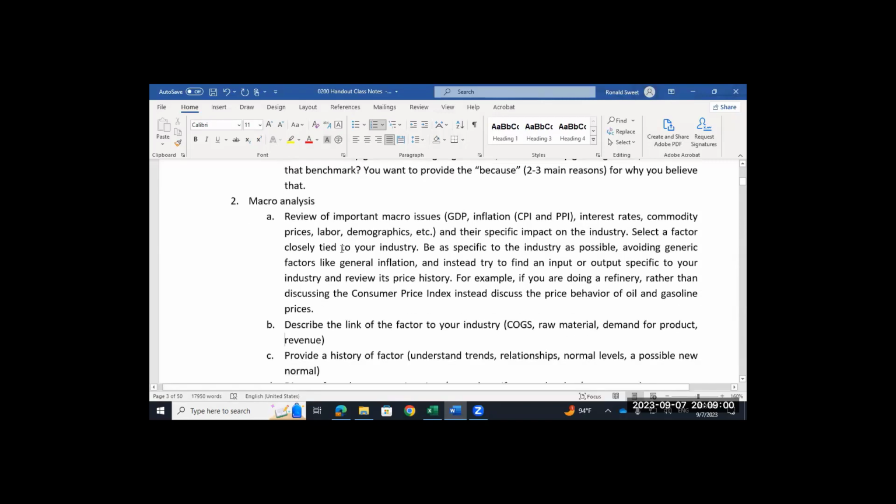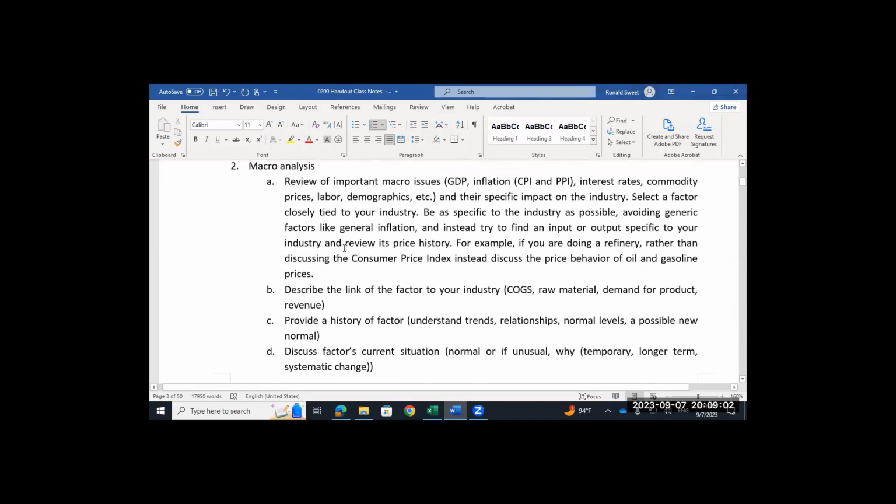But on macro, the key on macro, what I look for is those 4 components: history, current, expected, and then tie it to the industry. How does it impact the industry? The other thing I'm looking for is how closely tied it is.